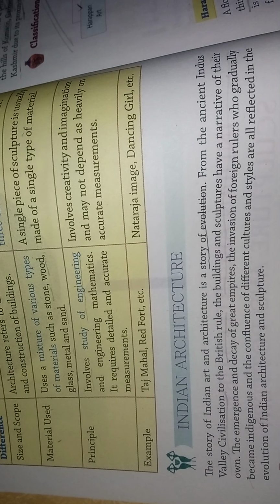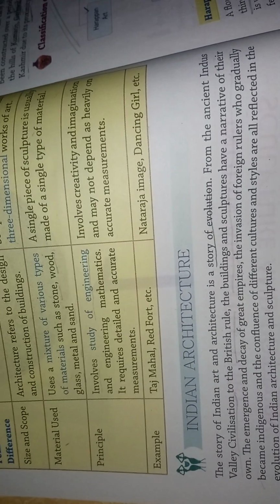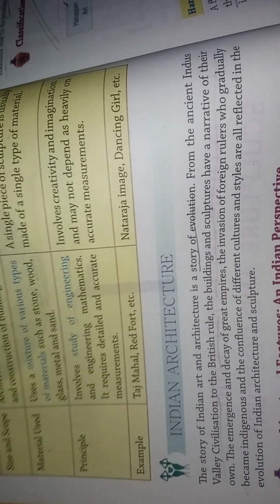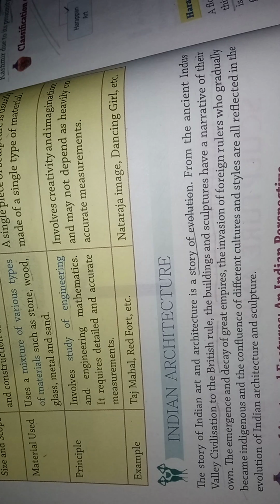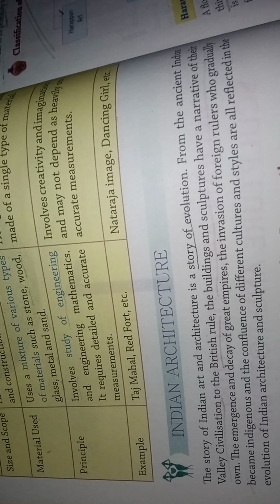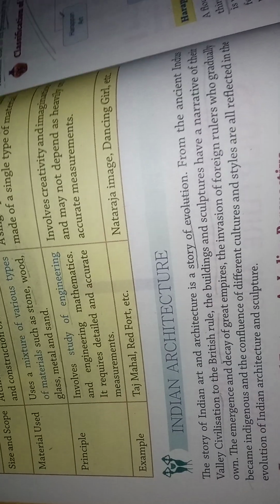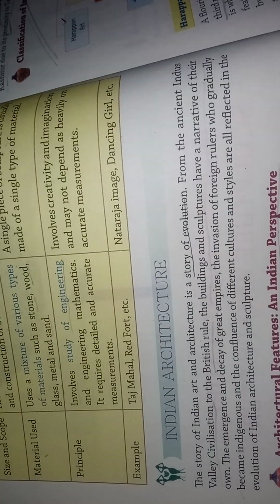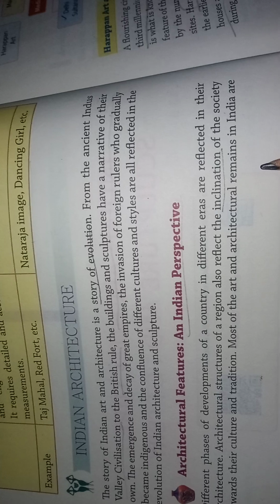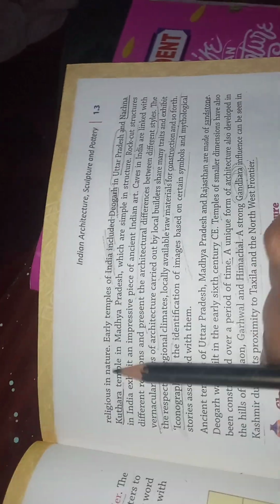Next, architectural features, an Indian perspective. Different phases of development of a country in different eras are reflected in their architecture. Architectural structures of a region also reflect the inclination of the society towards their culture and tradition. Most of the art and architectural remains in India are religious in nature.